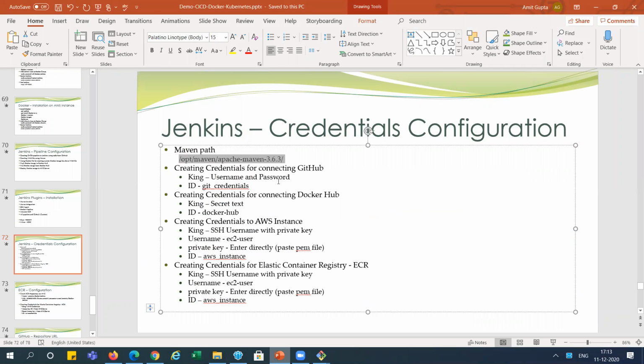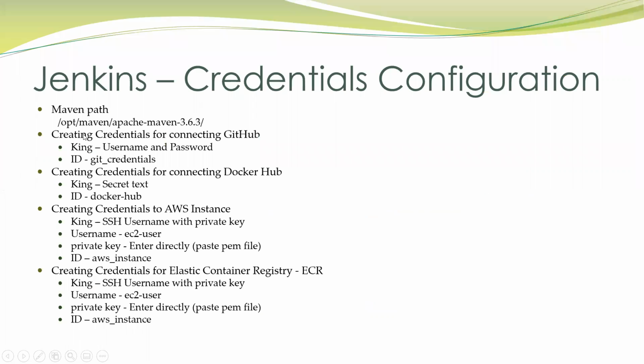Now we need to create credentials. I'm explaining this to you first. For connecting to GitHub, we need to create some credentials, right? For connecting to Docker Hub, we need a secret text because we want to save our password for Docker Hub. Now we will create a credential to connect to the AWS instance, that is the Docker client, which we have created. Using the SSH command, we will use the username for the AWS instance.